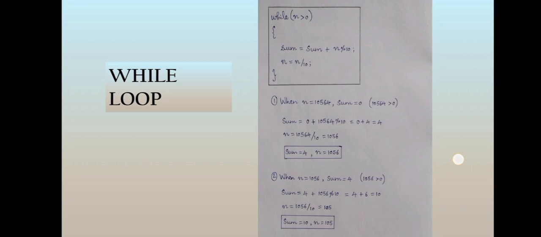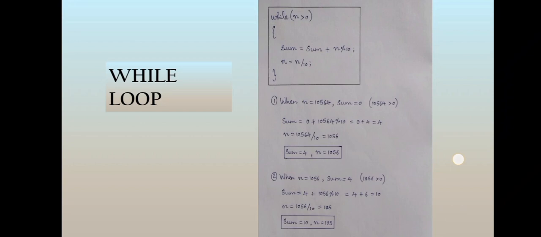Now the sum value is 4 and n value is 1056. Now the same process continues. It checks whether the n value is greater than 0. As 1056 is greater than 0, it comes inside the body of while. Now sum is equal to sum plus n modulo 10, which is 4 plus 1056 modulo 10, which gives 10 as the output. Now sum has the value 10. Now n is equal to n/10, which is 1056/10, which gives 105 as the output. So now sum contains 10 and n contains 105.